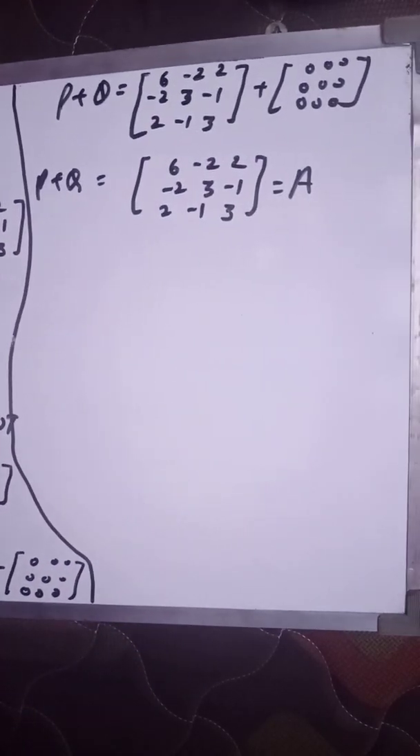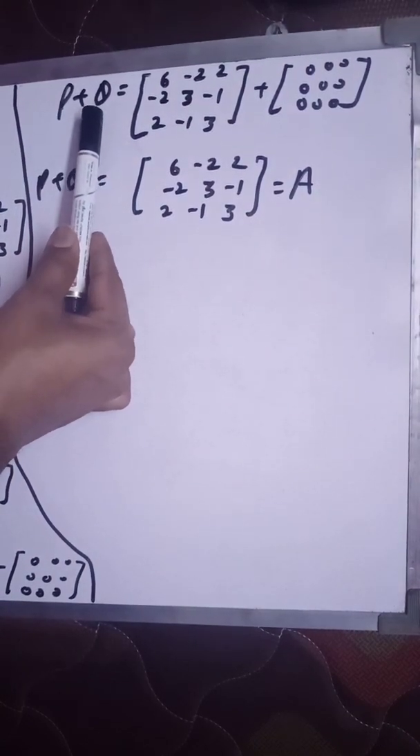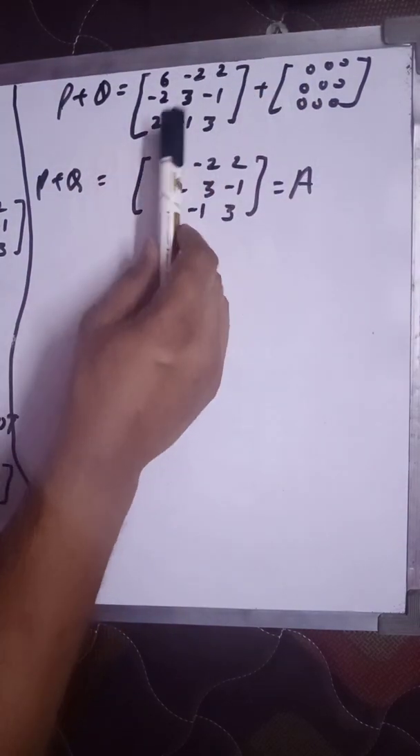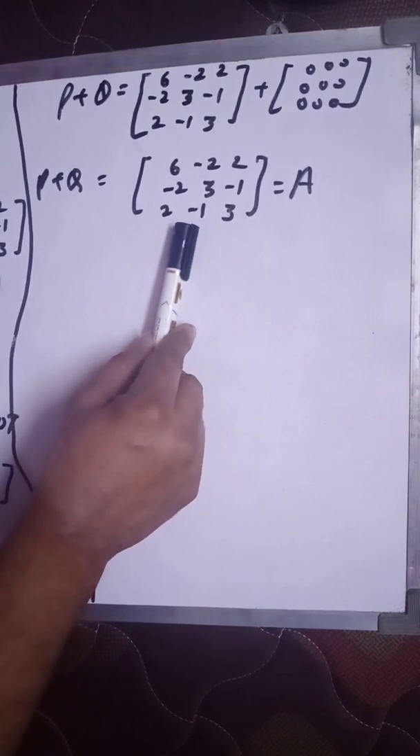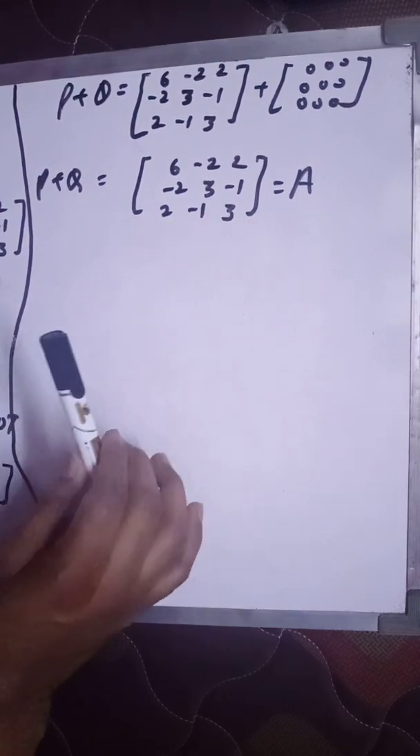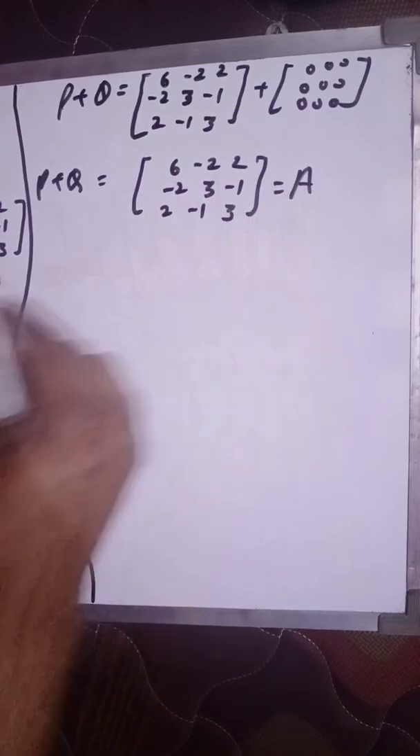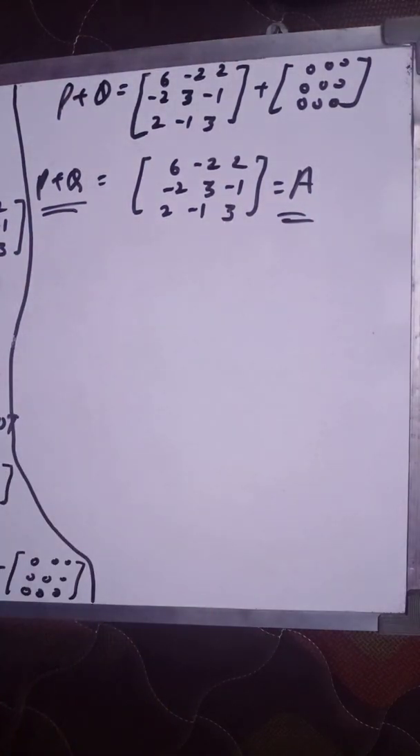Here it is. The P matrix is given to you, and the Q matrix you have calculated. Fine, P is this matrix and Q is this matrix. If you find the sum, you will get this matrix. If you compare this matrix with your A matrix which is given in your question, it is exactly the same, that is also equal to A. Hence, we are representing this A as the sum of a symmetric and a skew symmetric matrix. Got it?